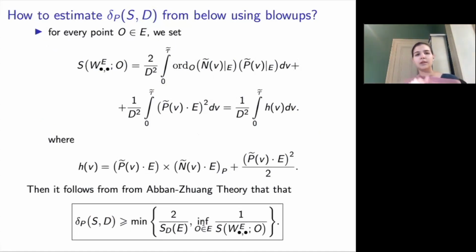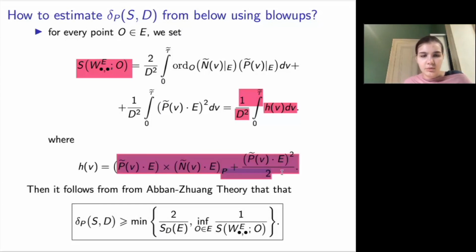Now we want to estimate it from below, and similar as before, we can compute the SW integral, which will equal the integration of 1 over d squared, where d was our initial divisor. So we can compute it directly, and this h function is calculated as before.